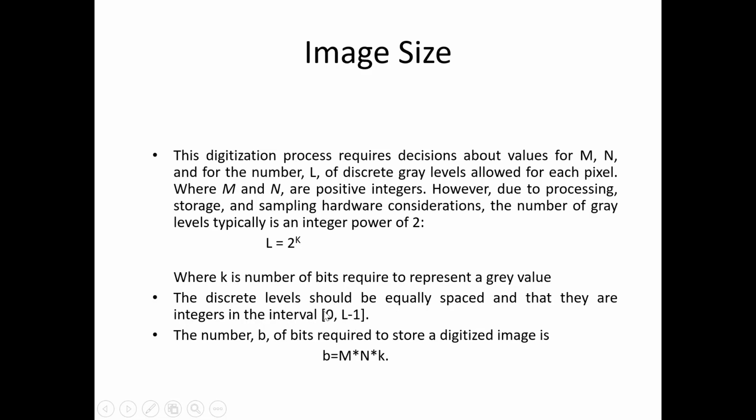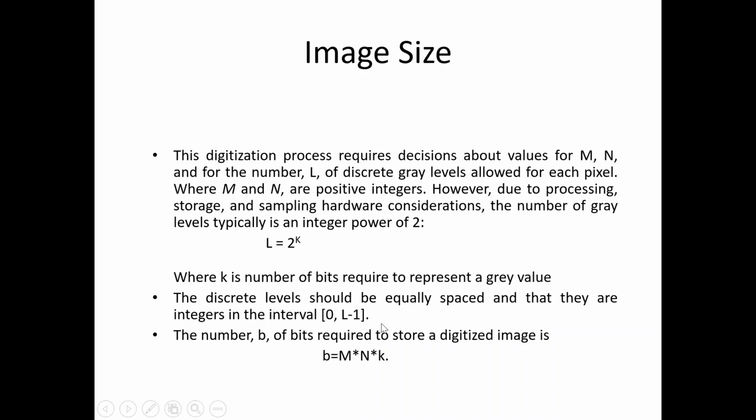As I already told you, 0 represents black color, and L minus 1 represents white color, and between this range we can have different shades of gray color. So what is L here? 256 in case of k equal to 8. So the maximum range possible is 0 to 255, where 0 represents black color and 255 represents white color.